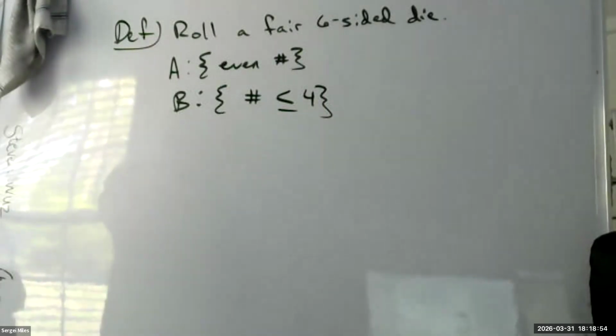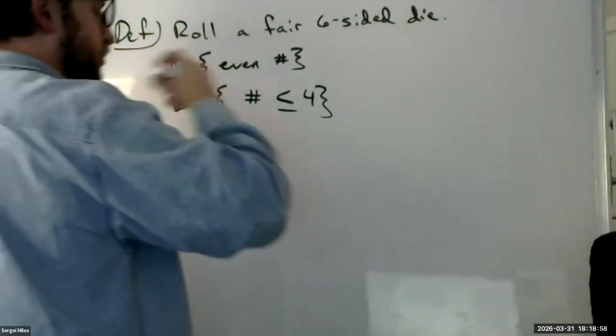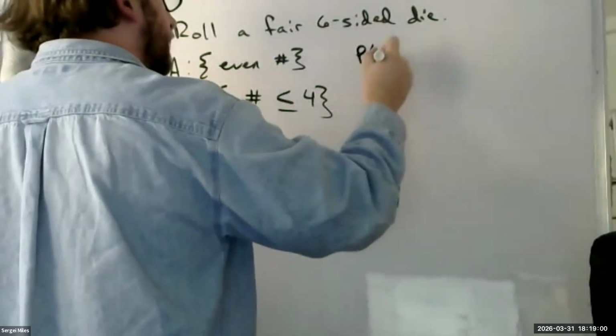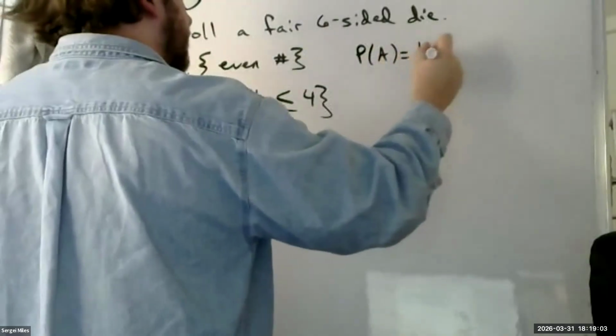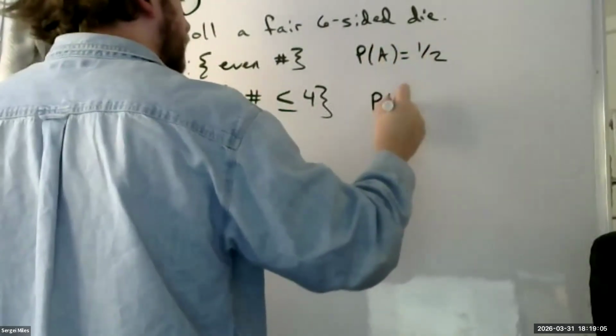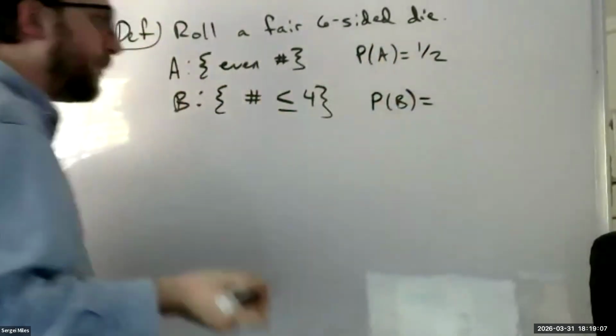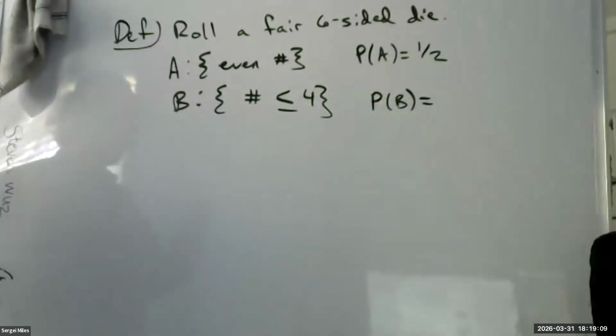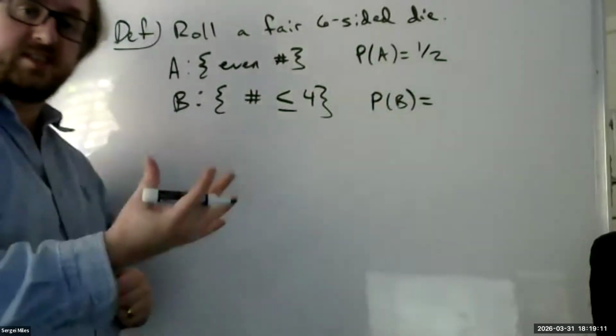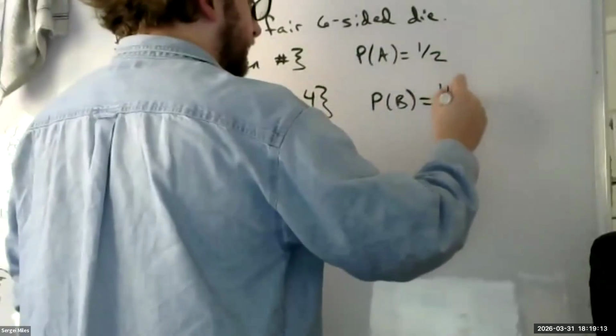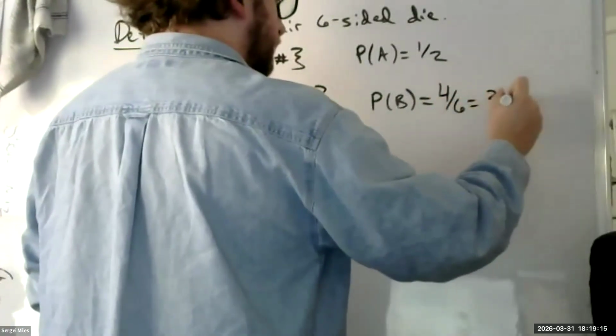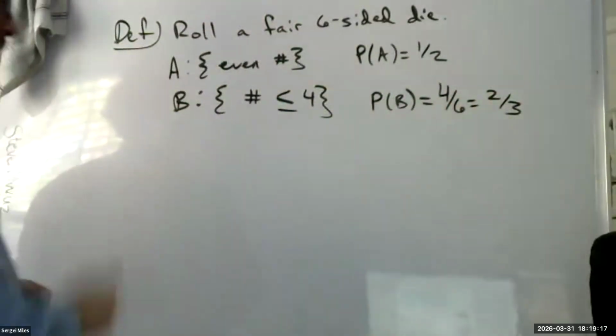Okay. Now, sure, it's easy enough to calculate these probabilities. It's not too bad to do. Half of the numbers are even, so the probability of A is 1/2. For B, a number being less than or equal to 4, there are 4 numbers out of 6. 4 out of 6 is the same thing as 2/3. So we have that, okay?